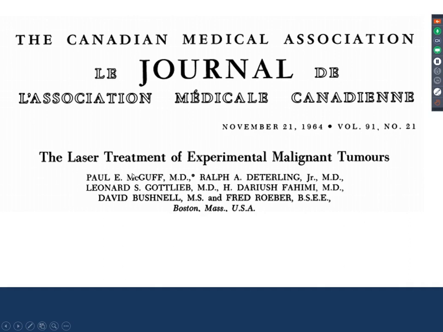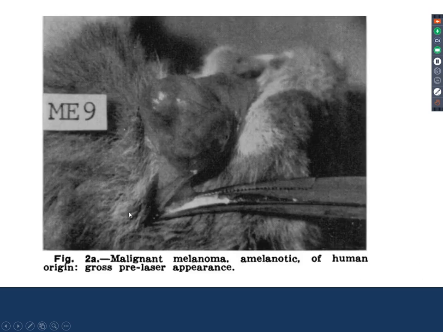There was an article published. This is a Canadian link to laser therapy, which I think is pretty cool, published by Paul McGuff and some other medical doctors. And he used a laser, which at the time, 1964, were first being introduced for laser surgery and so forth. But he used it specifically to treat experimental malignant tumors in hamsters, and it was published in the Canadian Medical Association Journal. He was from Boston, Massachusetts.